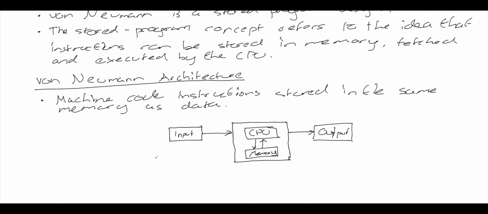So what machines use von Neumann architecture then? The most common example is a modern desktop computer or laptop computer. Both of these use von Neumann architecture, and the memory that we're referring to in this diagram, in a modern desktop computer, would be the RAM.